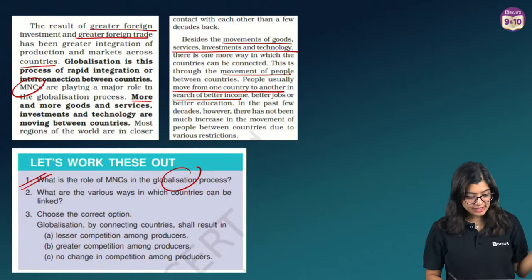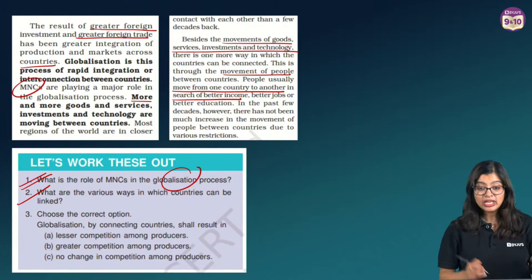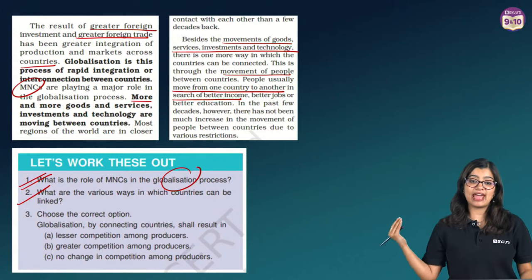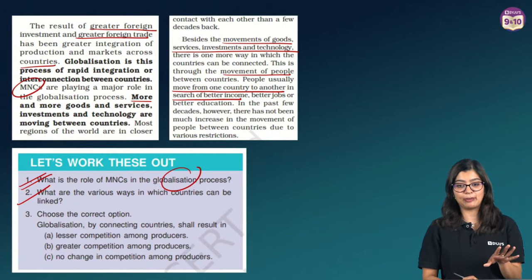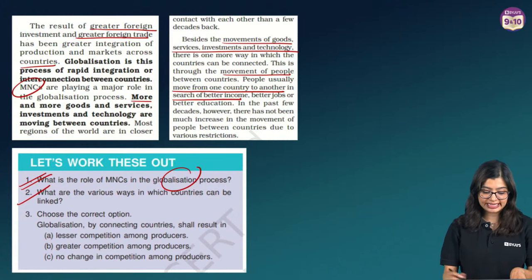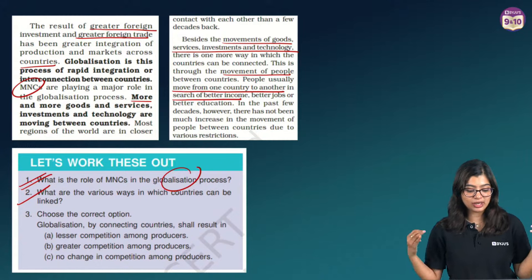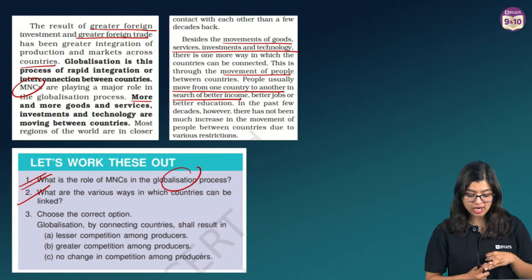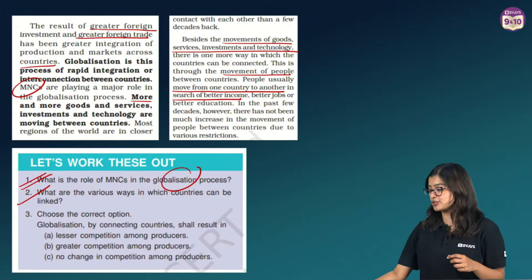Okay, next, of course, another question is, what are the various ways in which countries are linked? These are the three points that you need to write down, right? How are various countries linked? You need to have these three pointers mentioned. Last but not the least, globalization by connecting countries shall result in what? Lesser competition between producers, greater competition amongst producers, or no change in competition? What do you think is the answer to this?